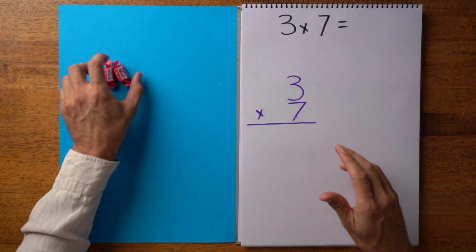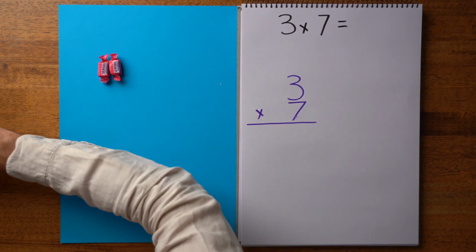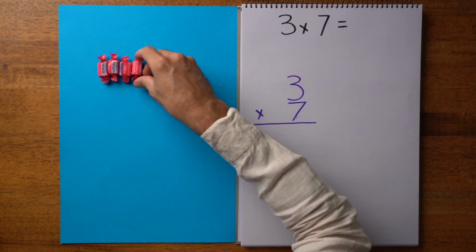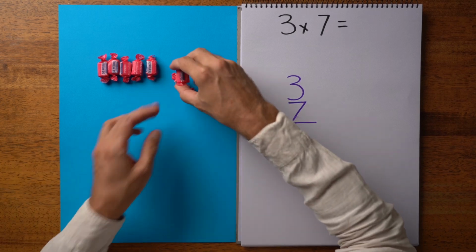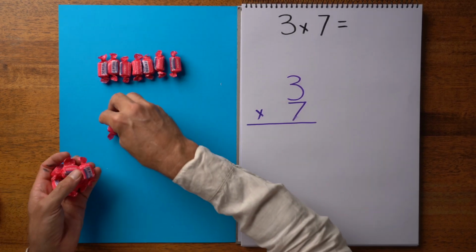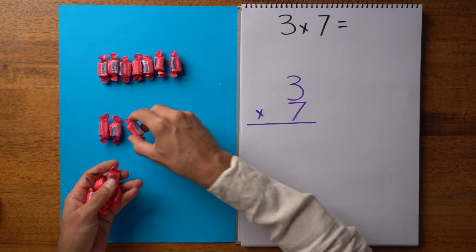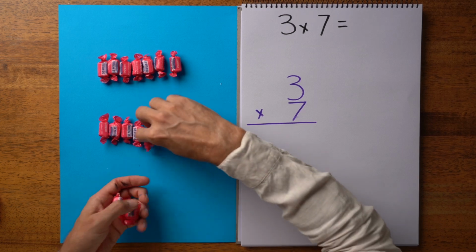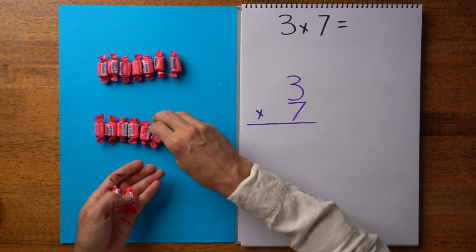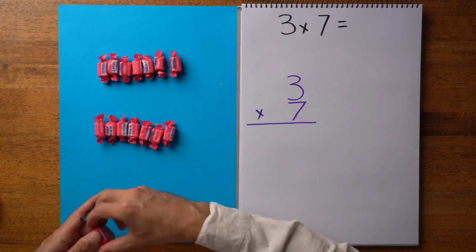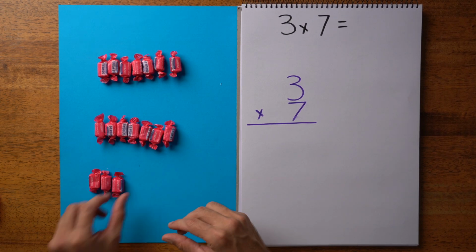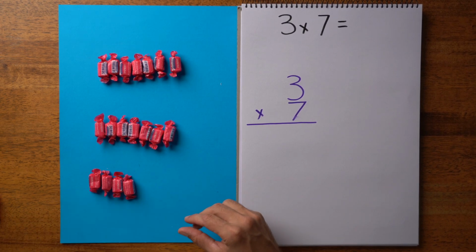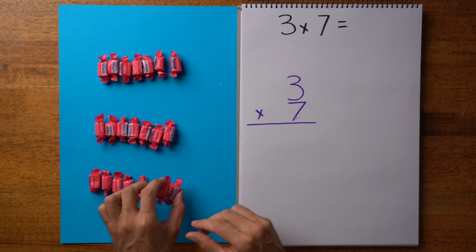I'm going to represent the days of the week using sweets. And so we would have 3 groups of 7: 1, 2, 3, 4, 5, 6, 7. And in the next group, we'll have 1, 2, 3, 4, 5, 6, 7. And in the last group, we'll have 1, 2, 3, 4, 5, 6, 7.